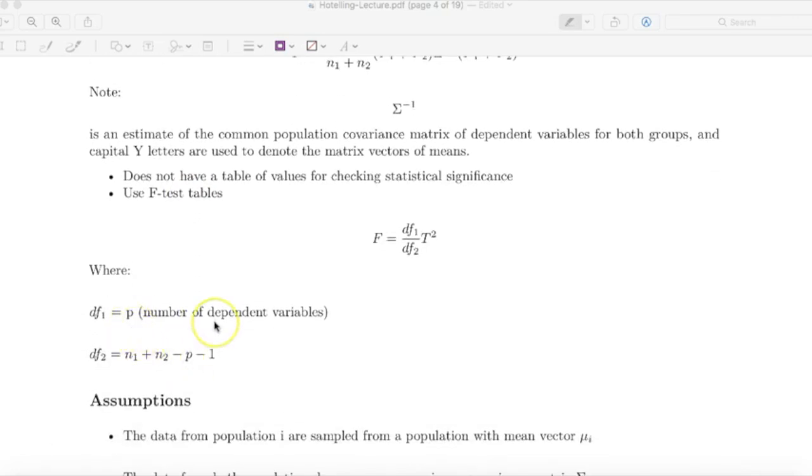Here I have how to calculate the degrees of freedom for that. The first degrees of freedom is going to be the number of dependent variables. And the second degrees of freedom is the two sample sizes added, minus the number of dependent variables, minus 1.